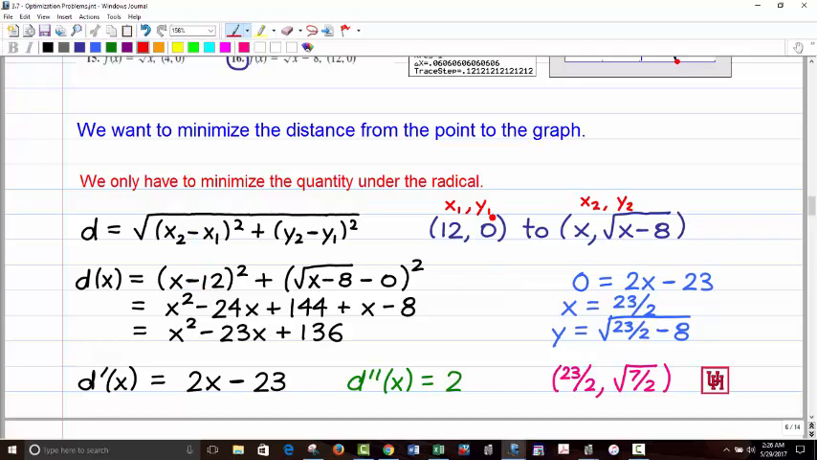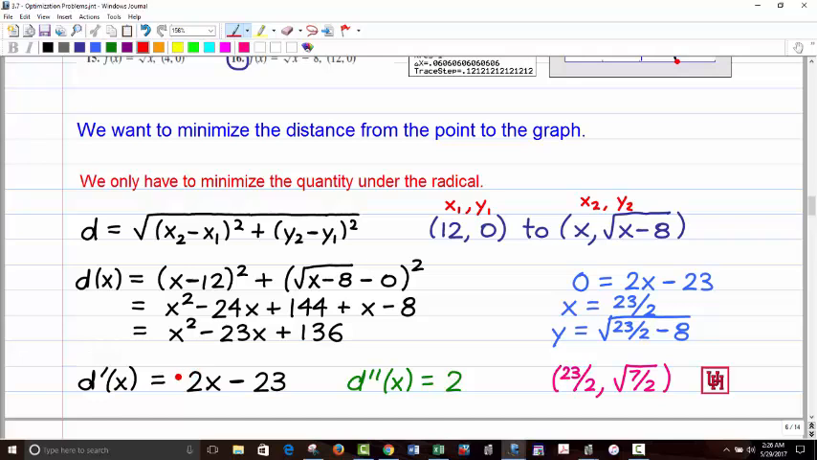And so here we have x minus 12 squared plus the square root of x minus 8 minus 0 squared. So you kind of FOIL that out. You have x squared minus 24x plus 144 plus x minus 8. And then combine your like terms. You have x squared minus 23x plus 136.